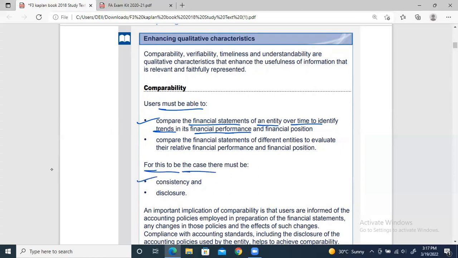For this to be the case, there must be consistency. Like if the company is adopting IAS 16, in the further years, it should also be adopting IAS 16 for all the non-current assets. And let's say if there are any kind of intangible assets, it should be adopting IAS 38 every year. It's not like this, like the company adopted IAS 38 in 2020, but not in 2021. But yes, in 2022, it then adopted. So this should be consistent in every year. It should be the same. Okay, this is very important for comparability, because if things are the same in every year, then we should be able to compare, right? So compare the financial statements of different entities to evaluate their relative financial performance and financial position. This is also very important.